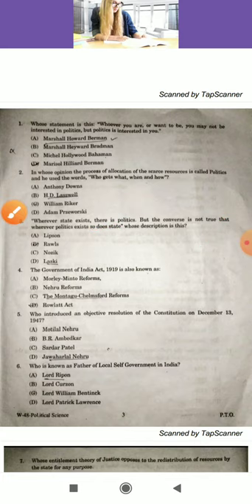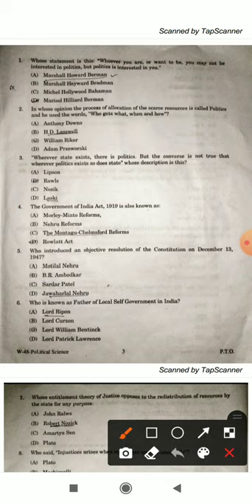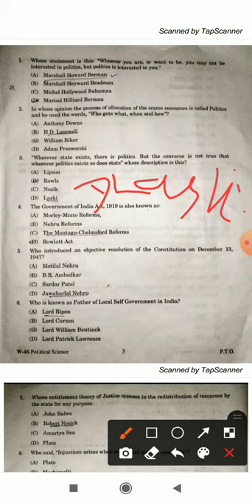Question number 3. Wherever state exists, there is politics, but the converse is not true, that wherever politics exists, so does state. Whose description is this? Answer is Laski. Answer is D.